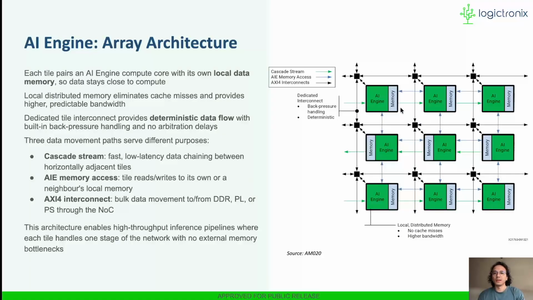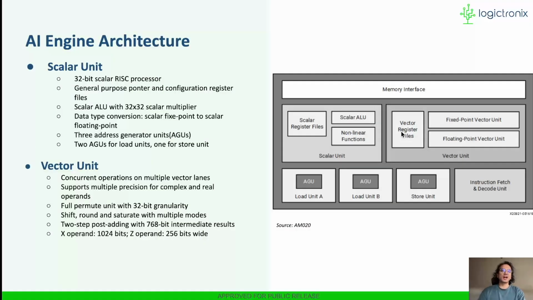Each array contains a local data memory so that data stays very close to the computation unit. Local distributed memory eliminates cache misses, and each compute implemented in a specific AI engine tile can access the local memory faster. The data movement paths are solved in 3 different ways, like I previously mentioned: cascading, local memory access, and AXI4 interconnect.